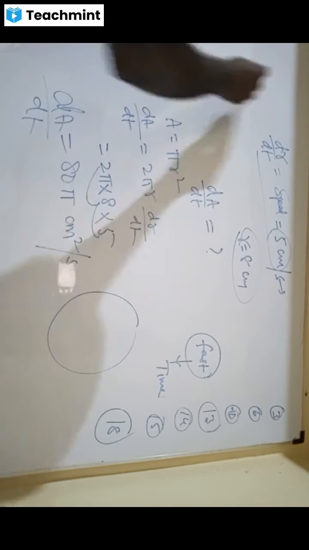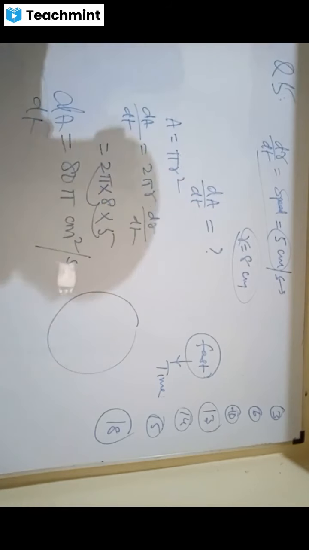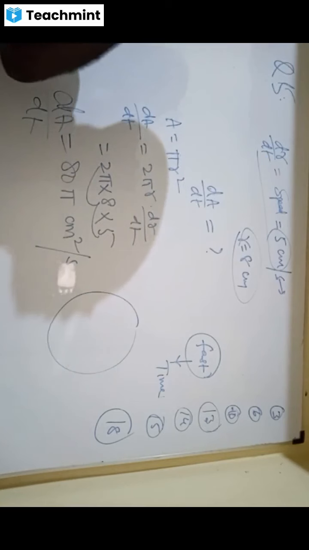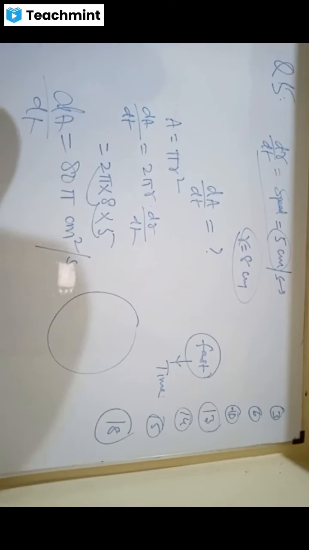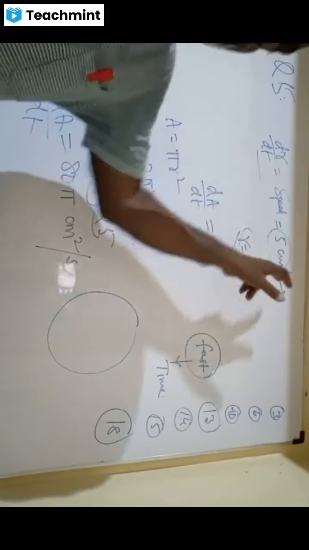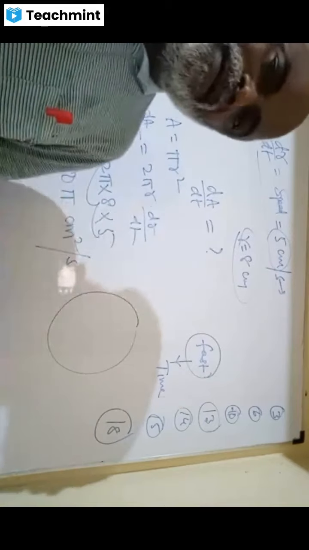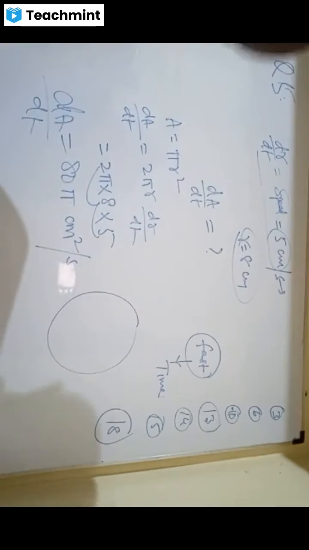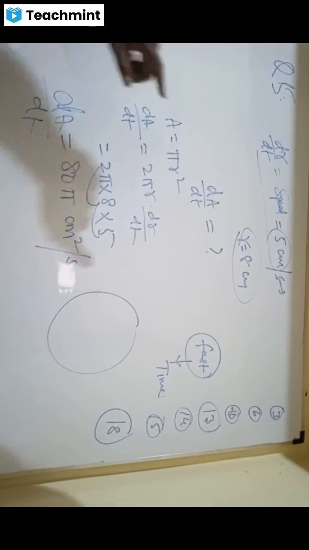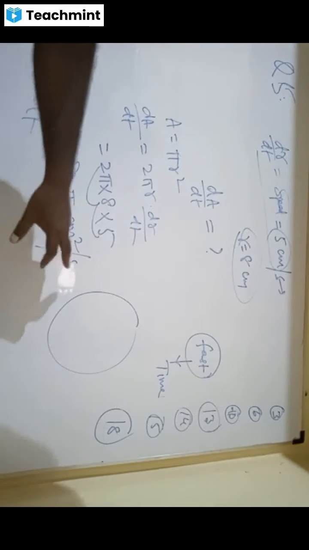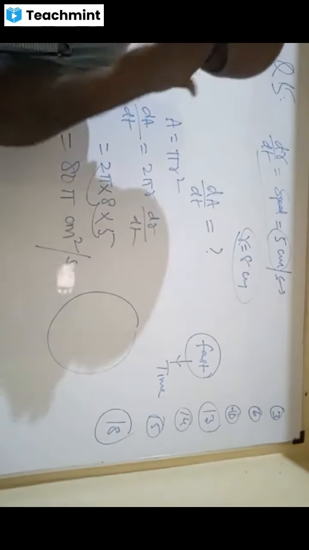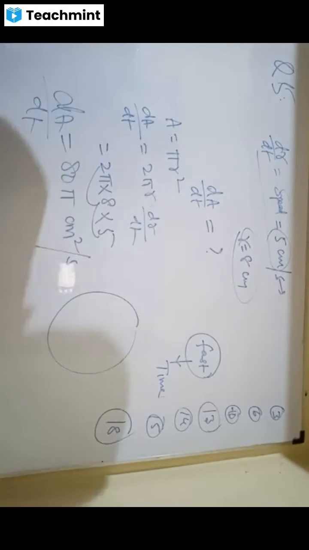This is question number 5 part. Waves are moving at the rate of 5 centimeter per second, which means the radius is increasing at the rate of 5 centimeter per second. If that is the case, at what rate is the area increasing? 80 pi centimeter square per second the area is increasing. Wow. Brilliant.